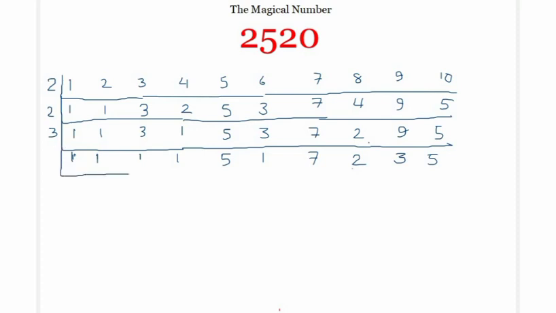Finally, let us divide it by 5. So it is equal to 1 1 1 1, then 1 1, then 7, then 2, 3, and 1.